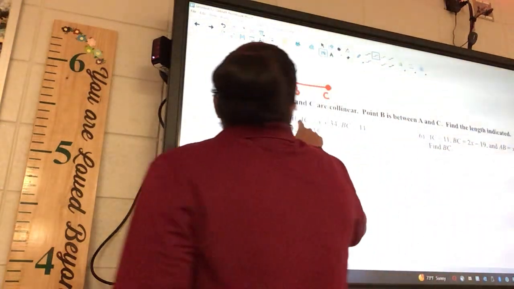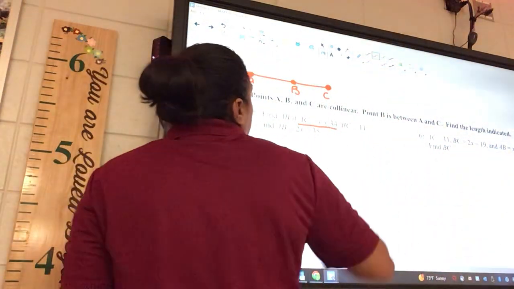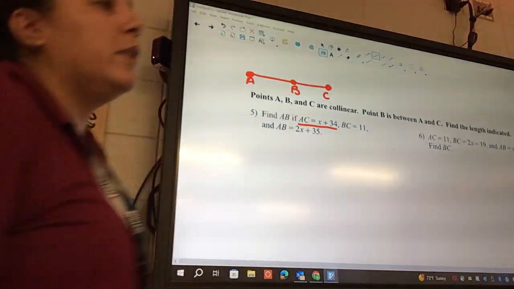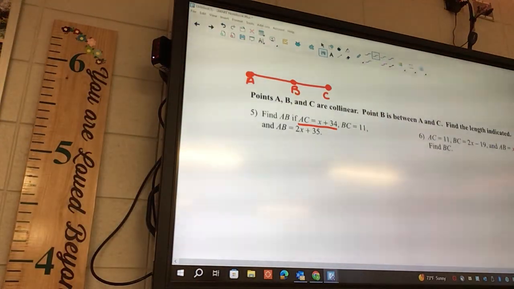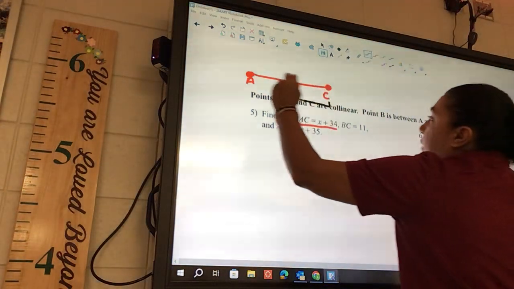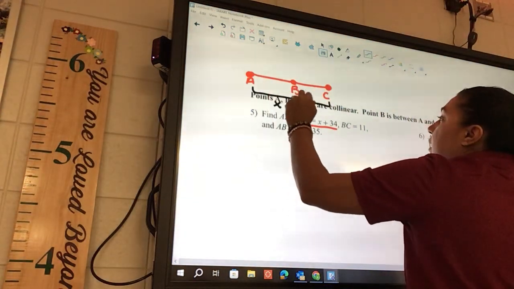Okay, find AB if AC, okay, so where is AC? Is that going to be one of the small ones or the giant one? The giant one. It's going to be the giant one. So we're going to write it below here just so we can see our picture. It's going to be x plus 34.